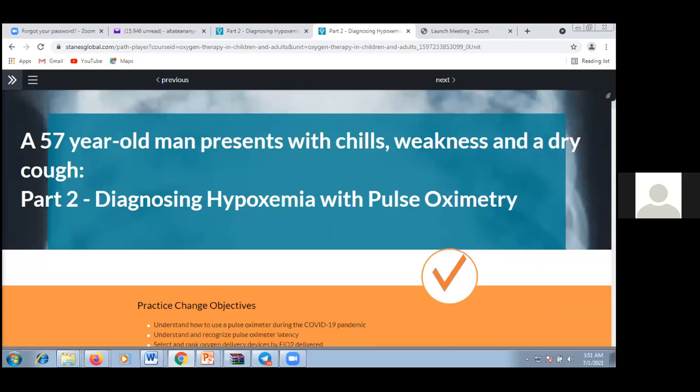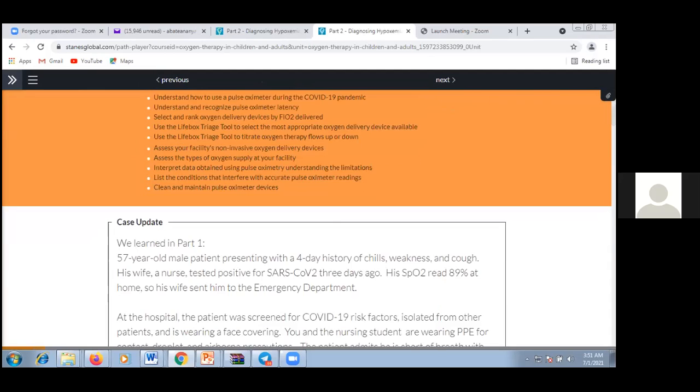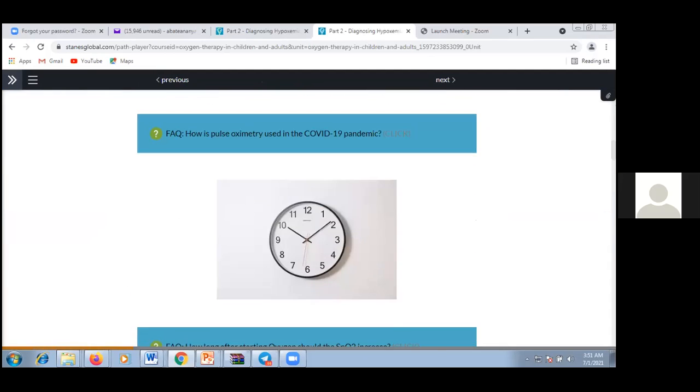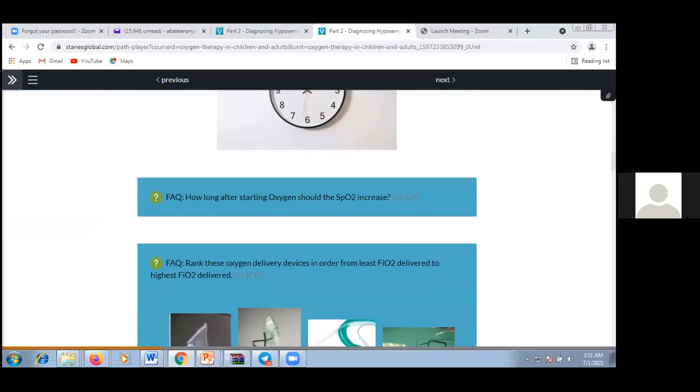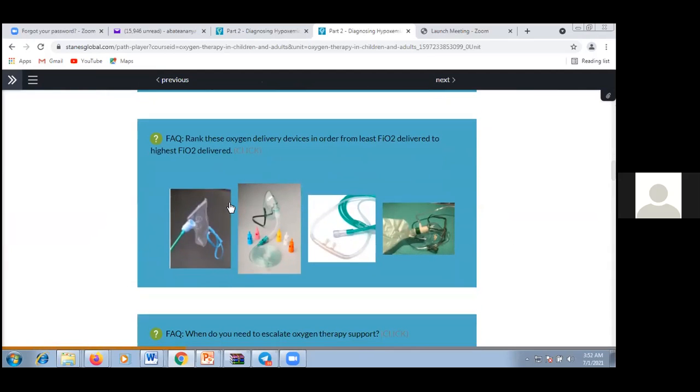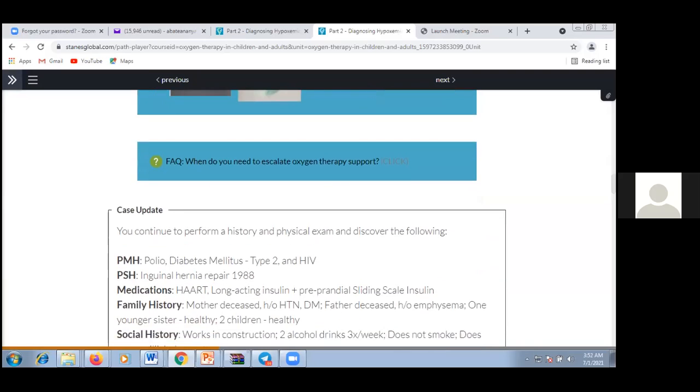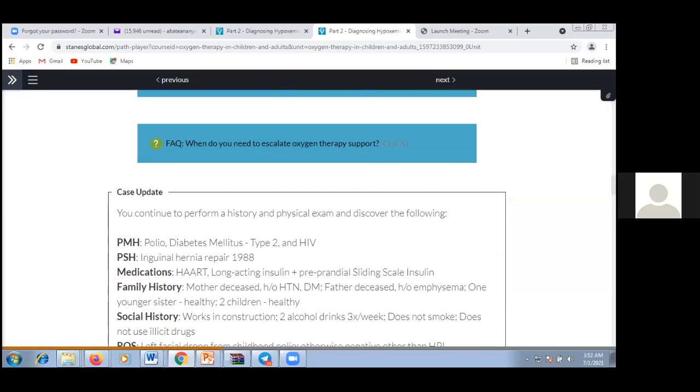So I think so far you are good with the lesson. So we have done with the third discussion point. Now we'll go to the fourth discussion point of today, which is about when do you need to escalate oxygen therapy support. So can you write it in the chat box, please?